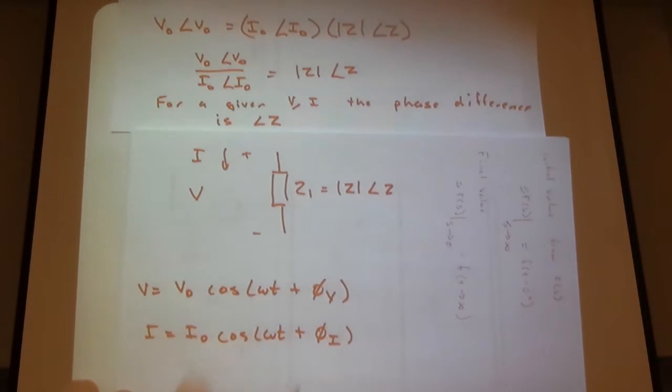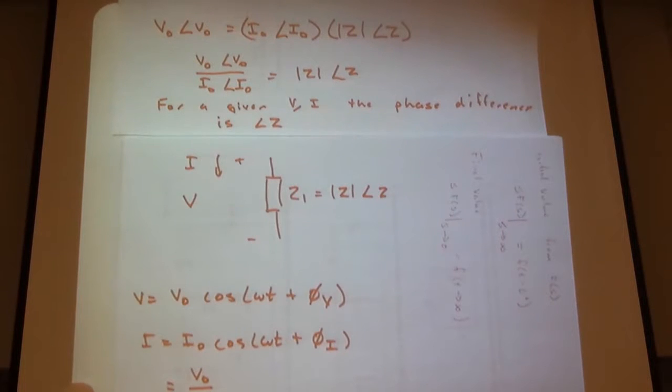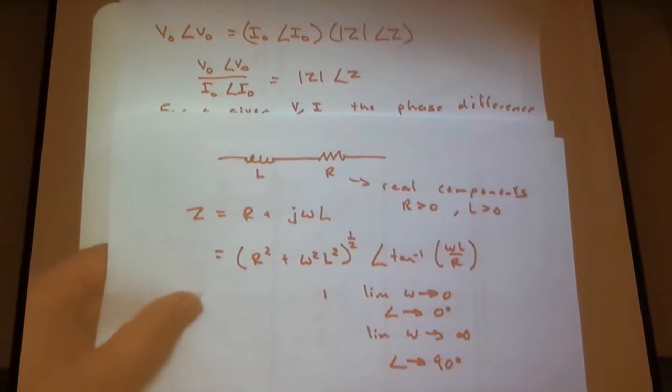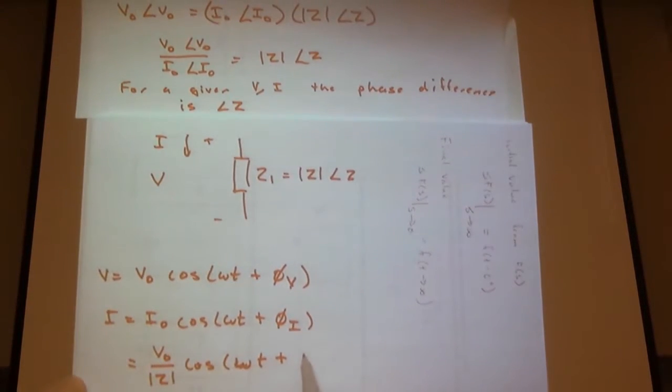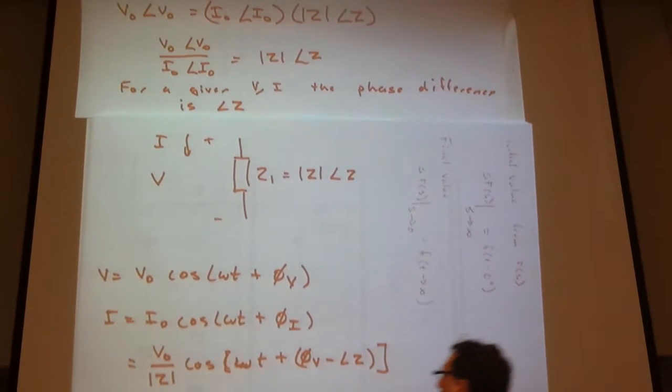Well, Ohm's law applies. We can rewrite this as V naught over magnitude Z, whatever the magnitude of our given impedance is. When we just had the inductor and the resistor, it was the square root of R squared plus omega squared L squared. Here was our magnitude for this one, but we've done this a lot, so we can find the magnitude. And then cosine omega t plus phi V minus angle Z. And so that holds. Once we know the voltage, and if we know the impedance, we can get the current directly.